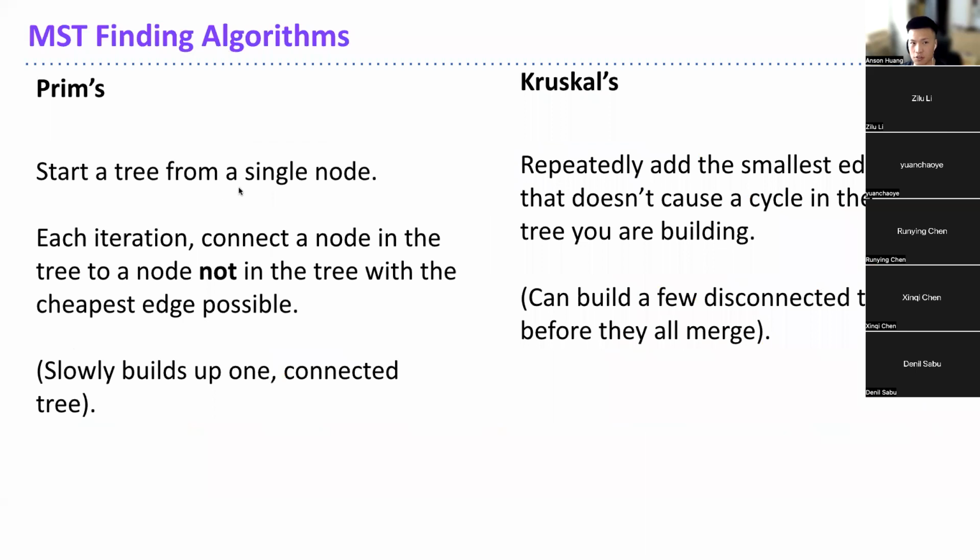So here's a high level idea of each of these algorithms. With Prim's, you start with a tree from a single node. In each iteration, you connect a node in the tree to a node that's not in the tree with the cheapest edge possible. And you slowly build up one connected tree.